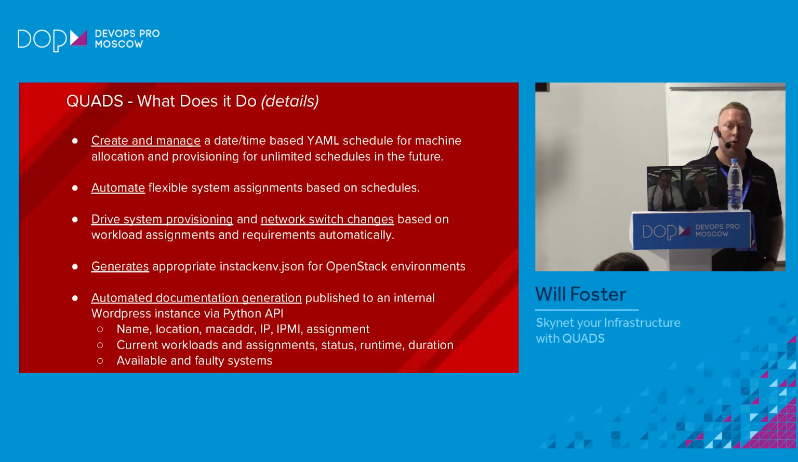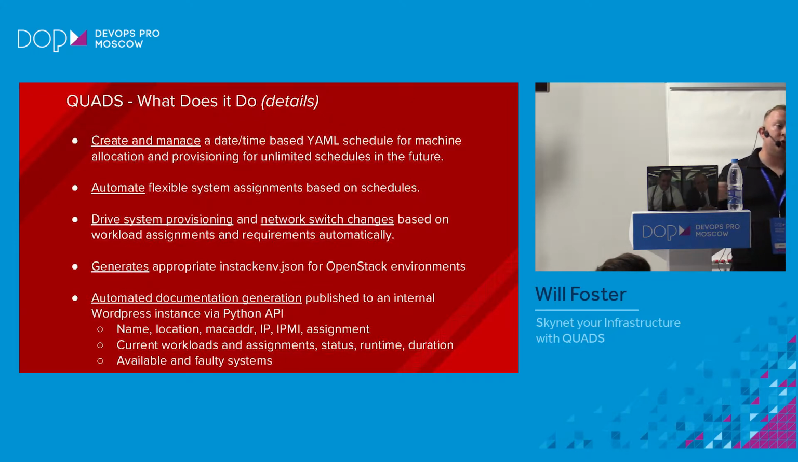So QUADS creates and manages a date, time-based YAML schedule for every asset that you own. It drives all the system provisioning and network provisioning from that schedule. If you happen to be doing OpenStack, it will generate what's called the instackenv JSON file, which is kind of a helper file to help deploy OpenStack. And it automates all of your documentation for you.